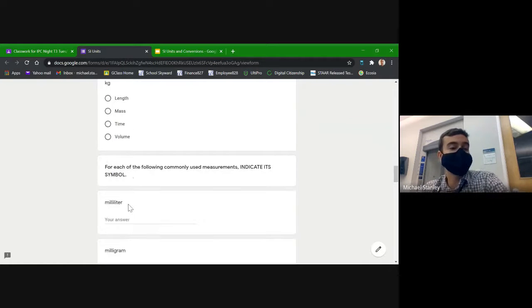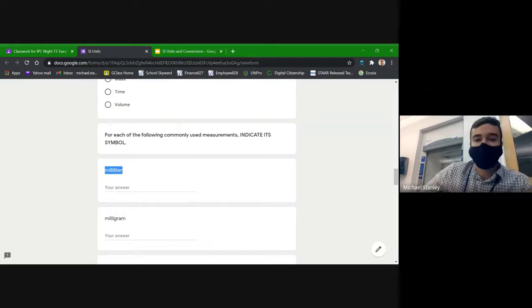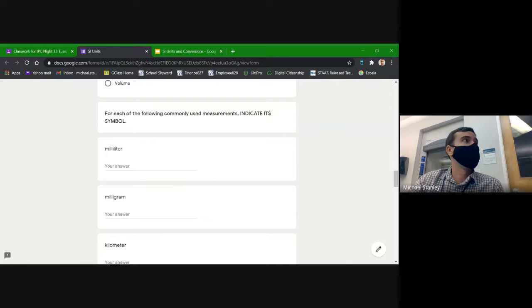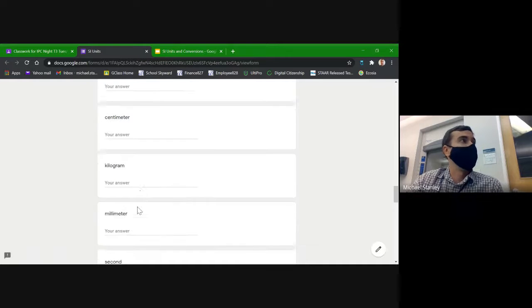The second part is I have the whole name of the unit written out, and I want you to tell me the symbol or the abbreviation for the measurement. So like which one of these is cm, which one is kg, which one is L, so on and so forth.